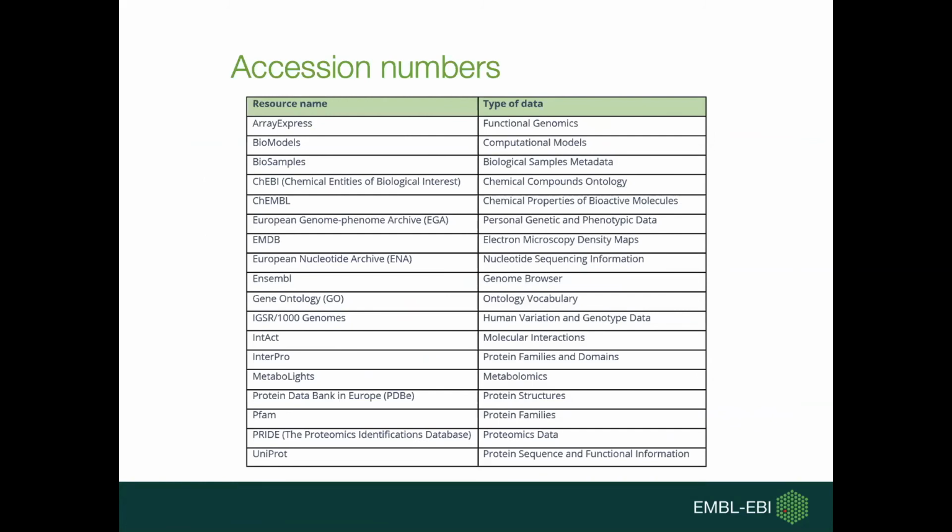SciLite tracks accession numbers for several different resources, including Array Express, UniProt, Pride, PDB-E, it's the Protein Data Bank Europe, European Nucleotide Archive, and many others. So you can see the full list on this slide.